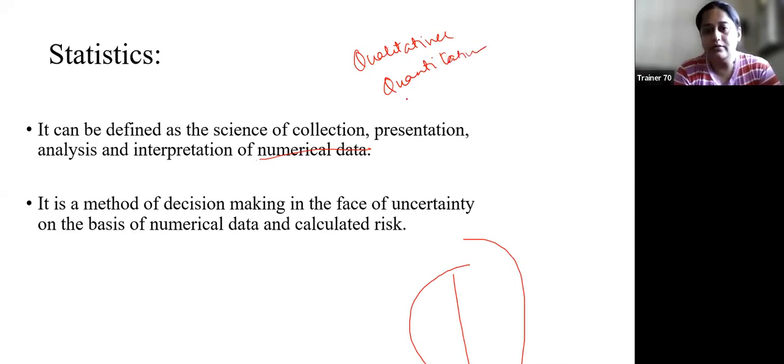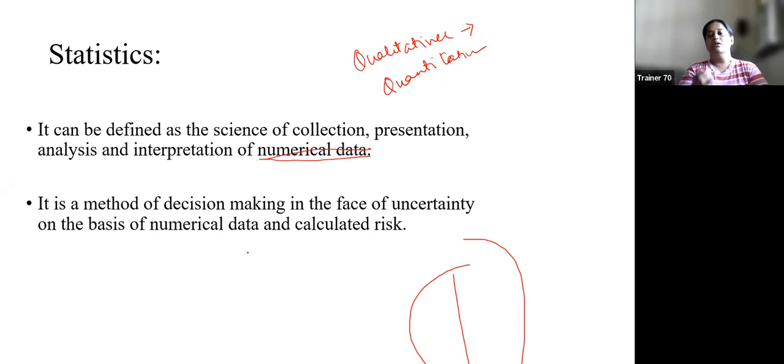Now, by qualitative data, we mean the data which cannot be expressed in the form of numbers, like the qualities we're talking about: honesty, beauty, intelligence, IQ. So these are the data which cannot be measured in terms of numbers, whereas quantitative data are those that can be measured in the form of numbers. So for statistics, we always need quantitative data, or I can say we always need numerical data.